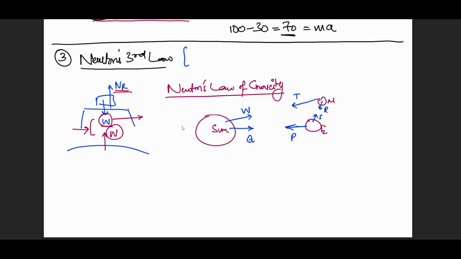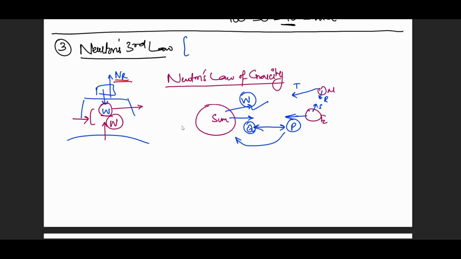So any pair goes as long as the involved objects are similar. You cannot say that W will make a third law pair with P. Why? Because W is the moon's attraction on the sun, while P is the sun's attraction on Earth, right? But if they were opposite pairs, then that would again qualify for Newton's third law.